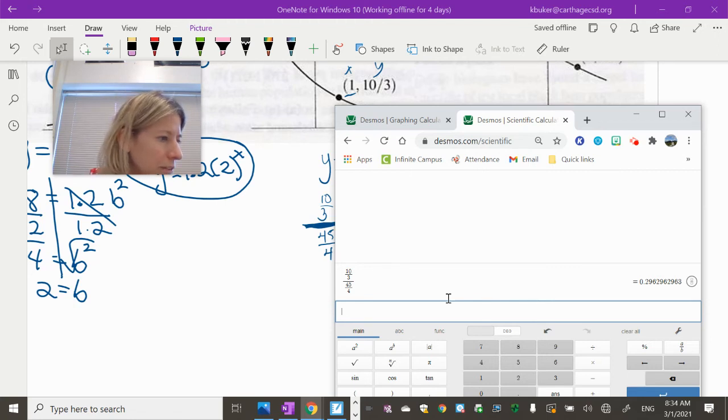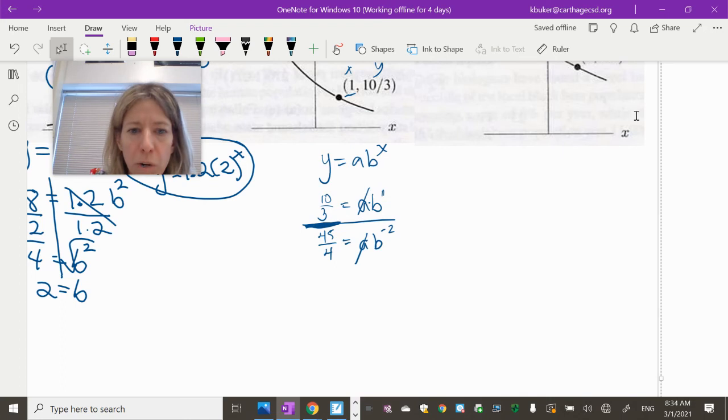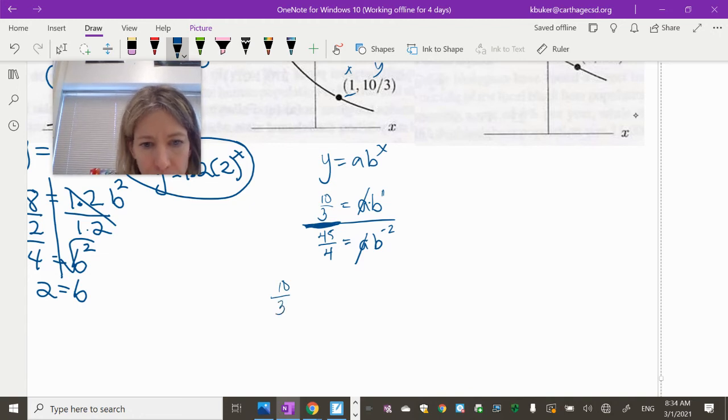All right, so I am going to leave it. Actually, you know what? To work with it a little bit differently, when we divide fractions, 10 thirds divided by 45 fourths is the same thing as 10 thirds times 4/45, right? Keep, change, flip. That's what I'm doing. I'm keeping this one, changing it to multiplication, and flipping this one. So if I want to write it as a single fraction instead of a quotient of fractions, this is going to give me 40 over 135.